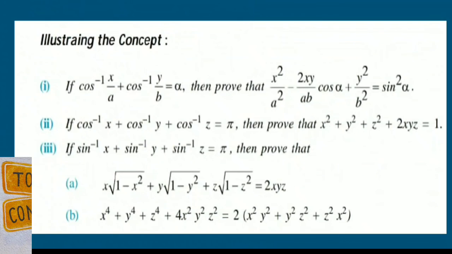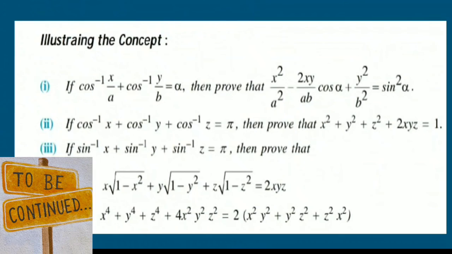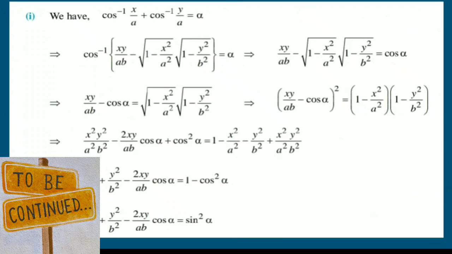Let's see the solution. First part, cos inverse x by a plus cos inverse y by b is equal to alpha, then you have to prove this. So here what we will do, as you know, applying the formula, cos inverse x plus cos inverse y is cos inverse of x y plus under root 1 minus x square into under root 1 minus y square. So for x, that is x by a, and for y, that is y by b here. You can check this. Some error is there.